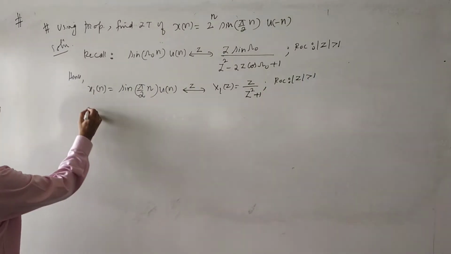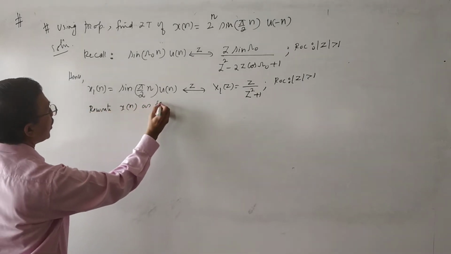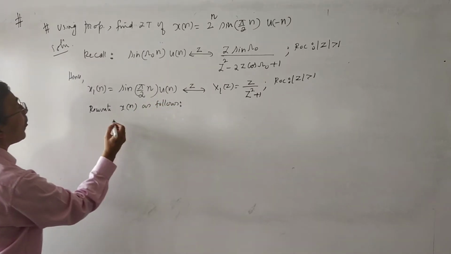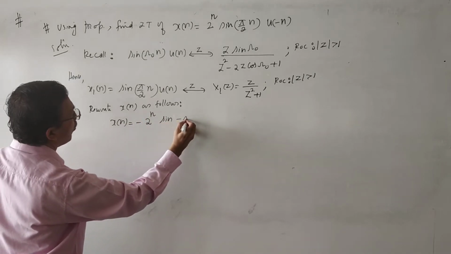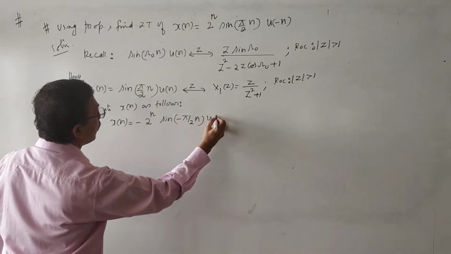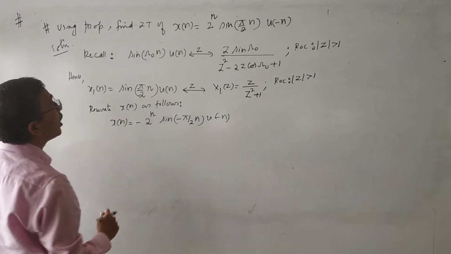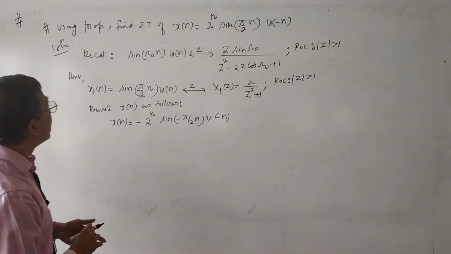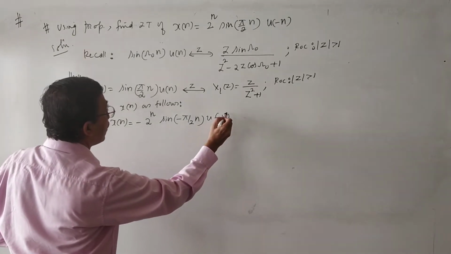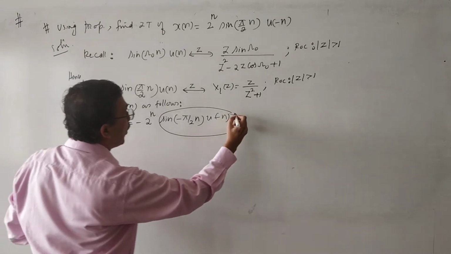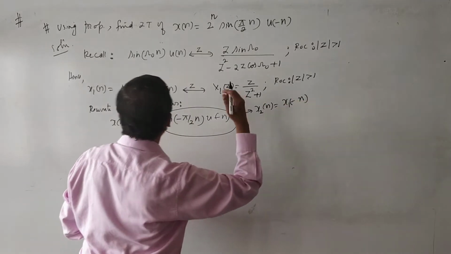Okay. Now rewrite x of n as follows. x of n equals minus of 2 to the power n sin of minus pi by 2 into n into u of minus n. Sin of minus theta is minus sin theta, therefore minus into minus becomes plus and you get back this equation. Now if you observe x1 of n, see this part, if I call it x2 of n, what is x2 of n? Nothing but x1 of minus n.